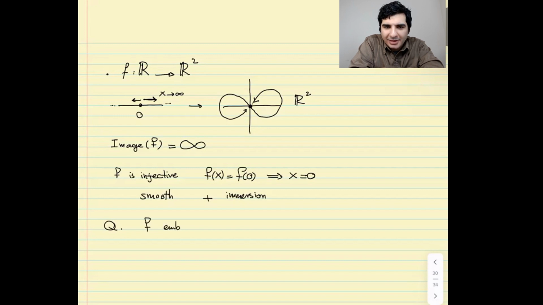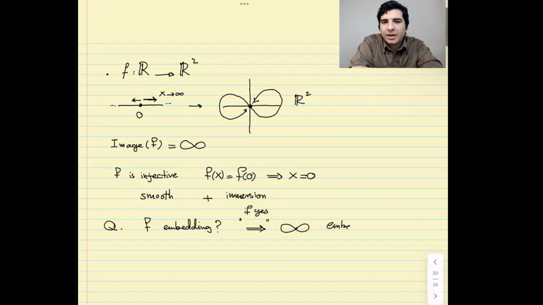So maybe let me write it as a question. So think about F. Is F an embedding or only an immersion? The answer is it's only an immersion. But the point is that if F was an embedding, if the answer was positive, it would have implied figure 8 is an embedded submanifold of R2. However, this is not the case.